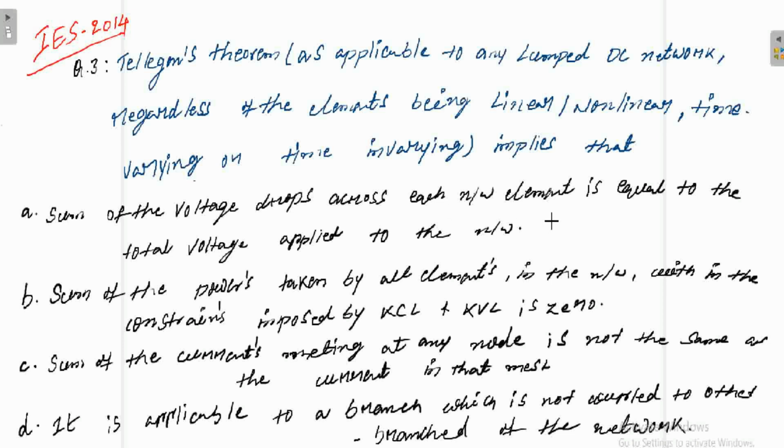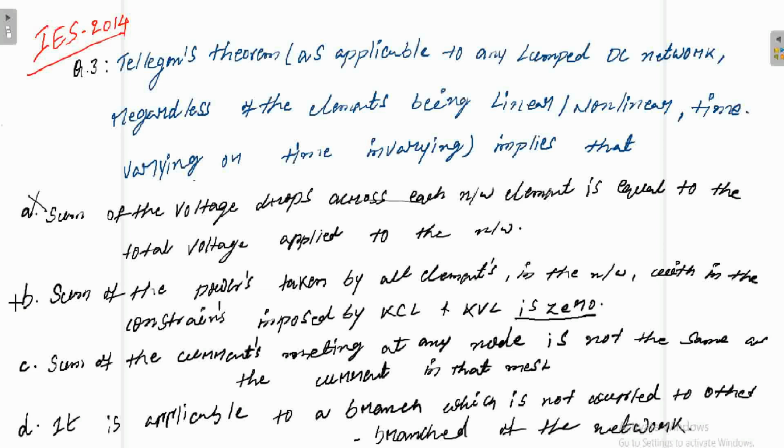to the network. Does Tellegen's theorem deal with power or voltage? It deals with power, so this is not your answer. Next, let us see option B, sum of the powers taken by. It may be the answer because the statement starts with powers. So sum of the powers taken by all elements in the network within the constraints imposed by KCL and KVL is 0. If this is the statement of Tellegen's theorem, yes, absolutely.